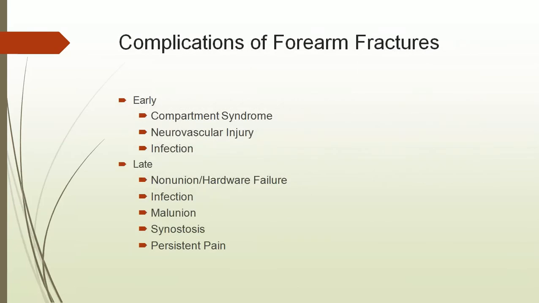Okay. So finally, lastly, you must know the complications of forearm fractures in general, early and late complications. For any fracture, you need to classify into early and late. Early include compartment syndrome, which I told you about, and there may be a neurovascular injury, and there may be an infection. Late complications include non-union, infection, malunion, synostosis, and sometimes persistent pain.